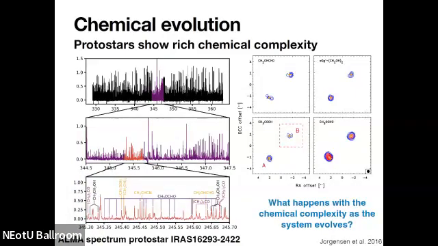complexity. And one of the main questions in this field is what happens with the chemical complexity as the system evolves? Where do all those molecules go? Are they reset when essentially all the material gets locked up in the disk, or do they survive and eventually end up on the planets?